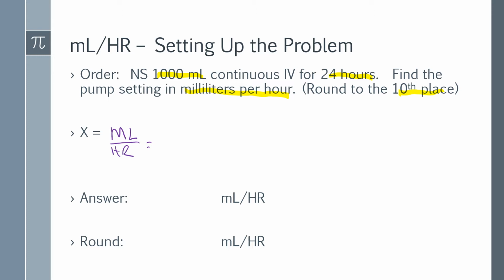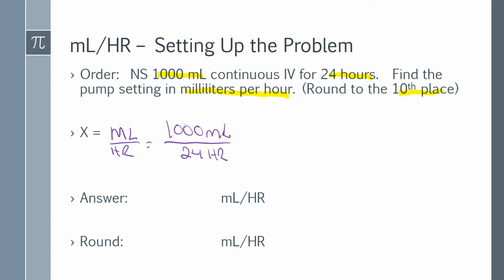So now we need to set up our problem so we can do some math. How do I know what goes on top and what goes on the bottom? Well, milliliters has to be on top and our time has to be on the bottom. So I know we have 1,000 milliliters, and we know that we have 24 hours. I encourage you to always continue to write your labels, units of measure. It just keeps things simplified, and you'll see when we get to a little bit more in-depth problem why that works.